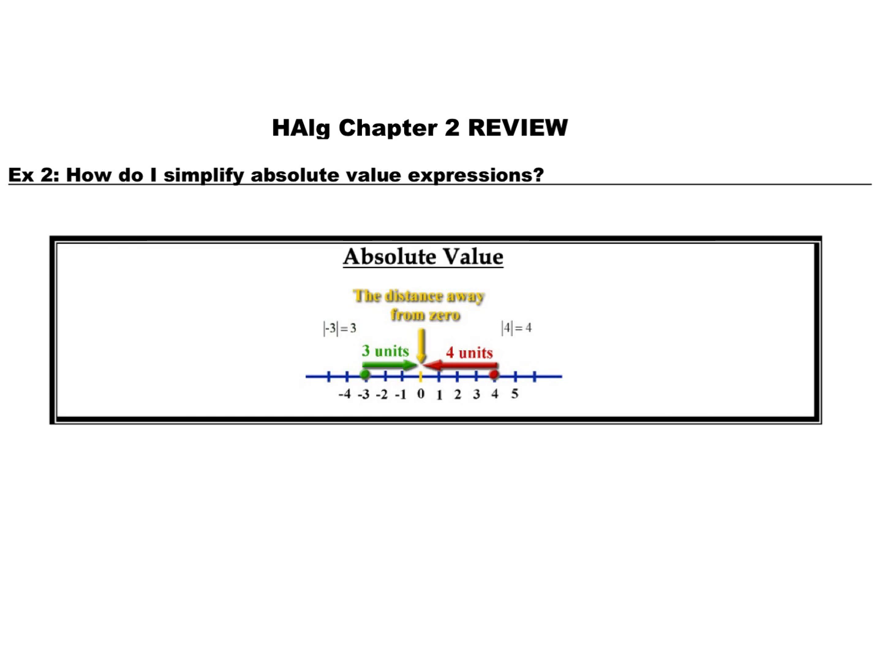All right, example number 2, how do I simplify absolute value expressions? Well, let's remember that absolute value means the distance a number is away from 0. So let's take a look at this first one over here. We have the absolute value of -3. And when we talk about the distance away from 0, it means how many steps or how many units it is away from 0. So I have 1, 2, 3. And now we have to remember that absolute value is always positive, because when you're measuring distance, we're always going to refer to that as a positive number.